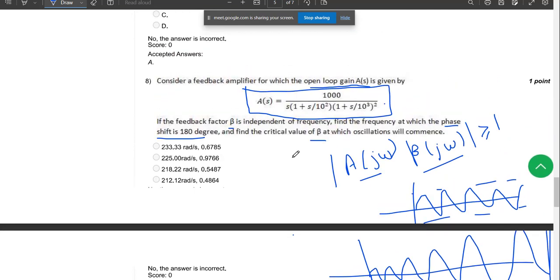Now consider, so this is the question. We have to find out the critical value of beta and the frequency at which phase shift is equal to 180 degrees. So you have to find out the frequency, f or omega, and you have to find out the critical value of beta. So you have to find out beta. Okay, I'm giving you 5 minutes, and then we will discuss the solution.